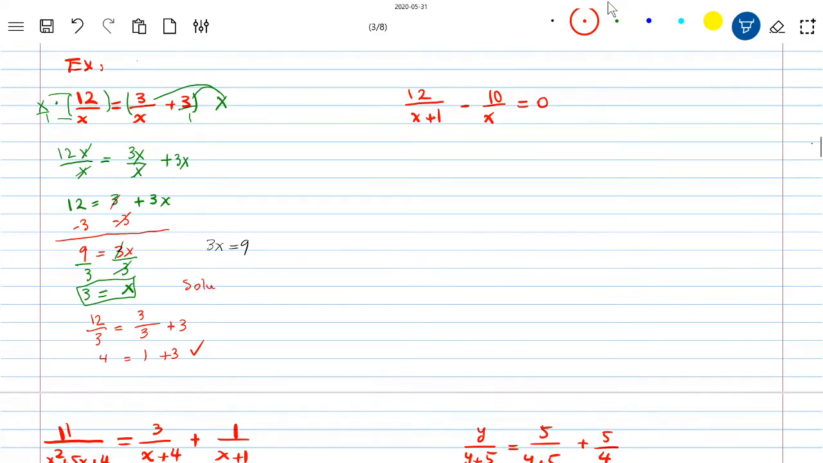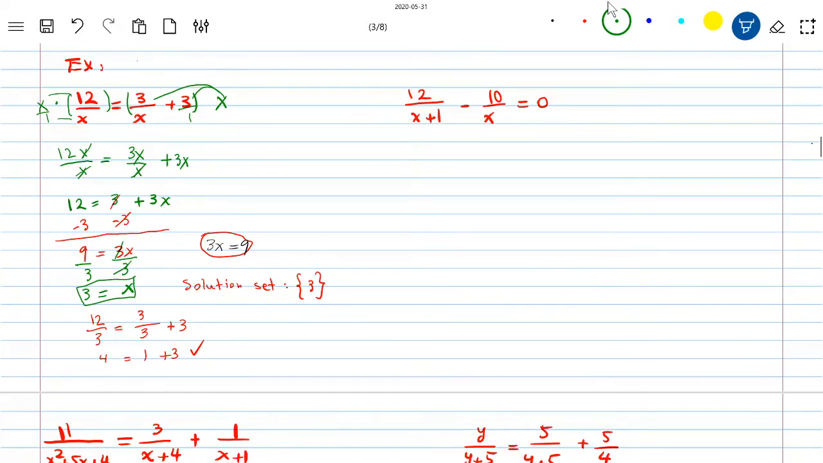So I'll say the solution set. I can do that. Again, you can solve this equation as 3x equals 9. It's the same thing. Just rearrange it in a way that looks easier for you.